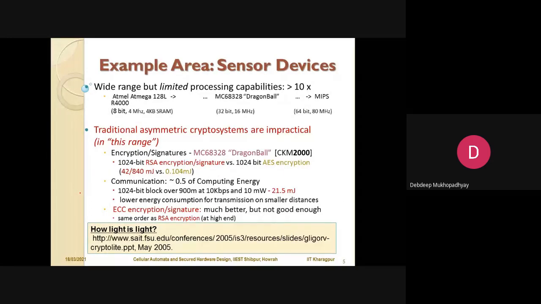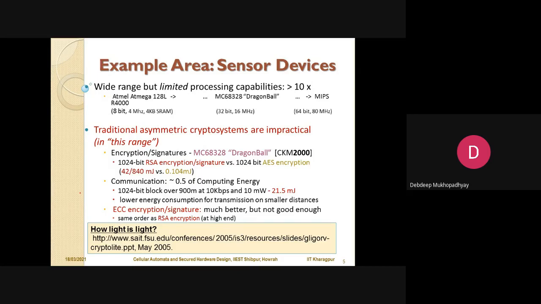Just to give you some examples, these are taken specifically for sensor devices. There are many such platforms. For example, Atmega cards may have an 8-bit processing unit operating at 4 megahertz with a 4 kilobyte SRAM. Likewise, it can range over microcontrollers like the MC68328 or Dragon Ball, which may have a 32-bit microprocessor operating at a slightly higher frequency, maybe 60 megahertz, to say MIPS, for instance, which will probably have 64-bit and operate at 8 megahertz. So there is a wide range, but all of them have limited processing capabilities, and we need to develop cryptography to suit such requirements.